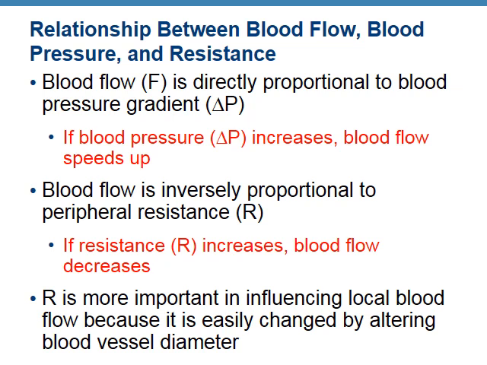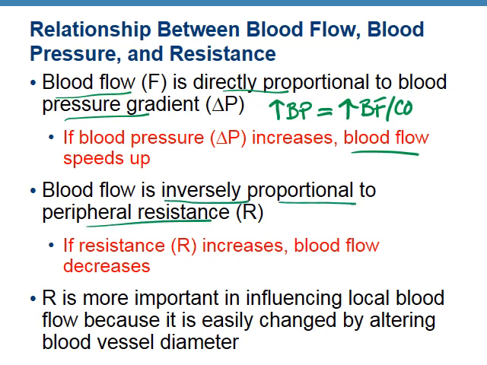All right, so let's talk about the relationship between all of these things. It says blood flow is directly proportional to blood pressure. So if you have increased blood pressure, you're also going to have increased blood flow. And remember, blood flow is the same thing for us as cardiac output. Blood flow is inversely proportional to resistance. So if you have increased resistance, that's going to cause blood flow to decrease. The more bumps in the road, your blood's going to slow down.